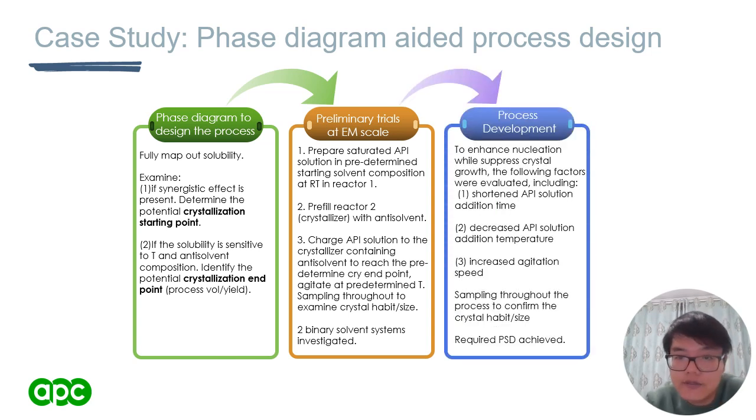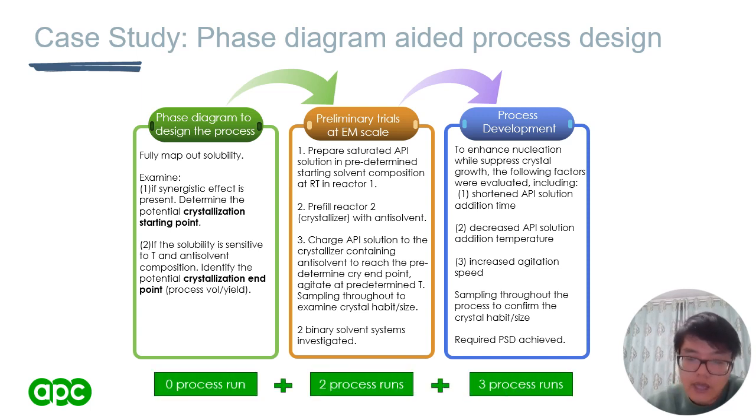And to enhance nucleation while suppressing crystal growth, the following three factors were evaluated: API solution addition temperature, addition time, and agitation speed. And a similar sampling approach was applied to examine the crystal habit and size. And after three more rounds, we managed to deliver the desired particle size distribution. So as you can see, throughout this project, only 5 process rounds were carried out.